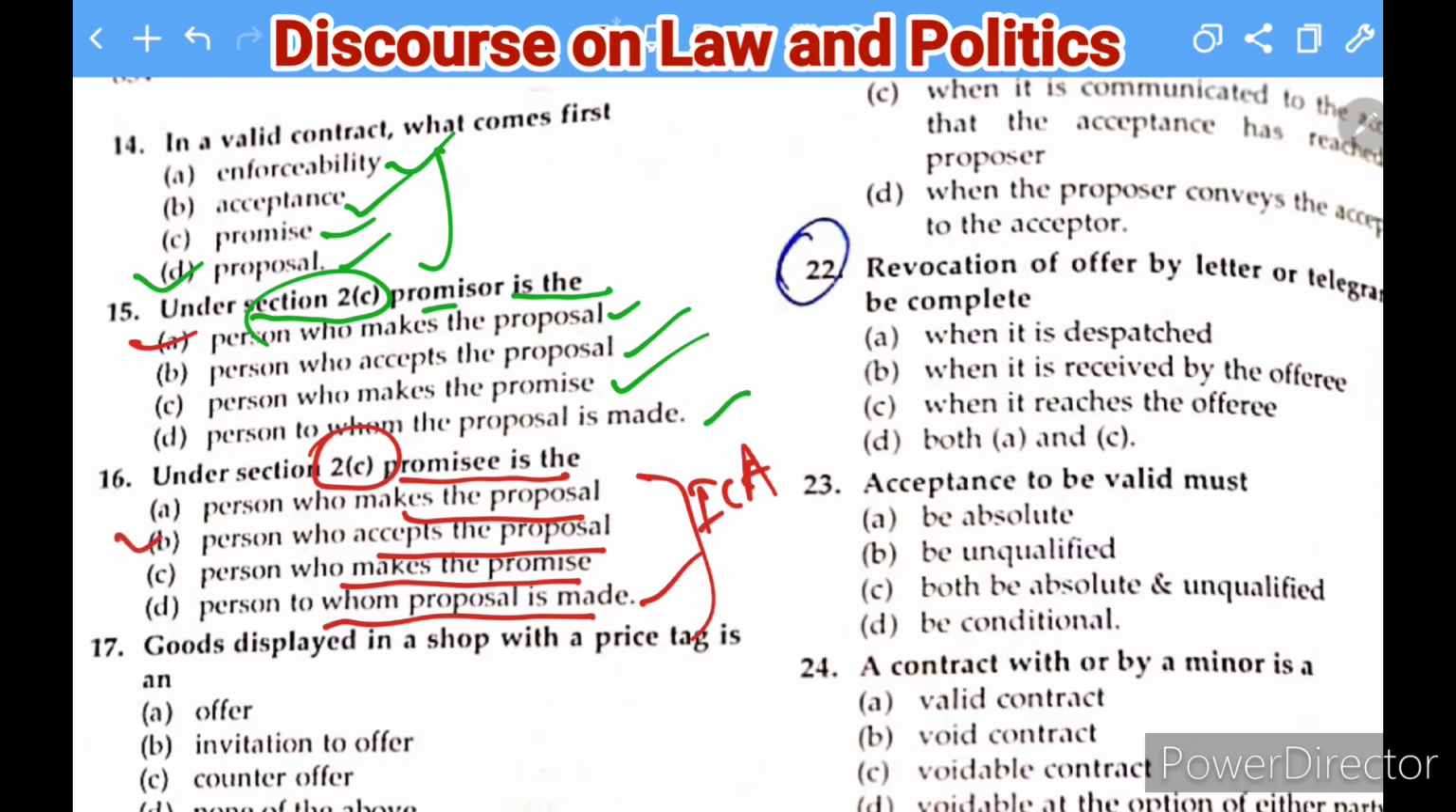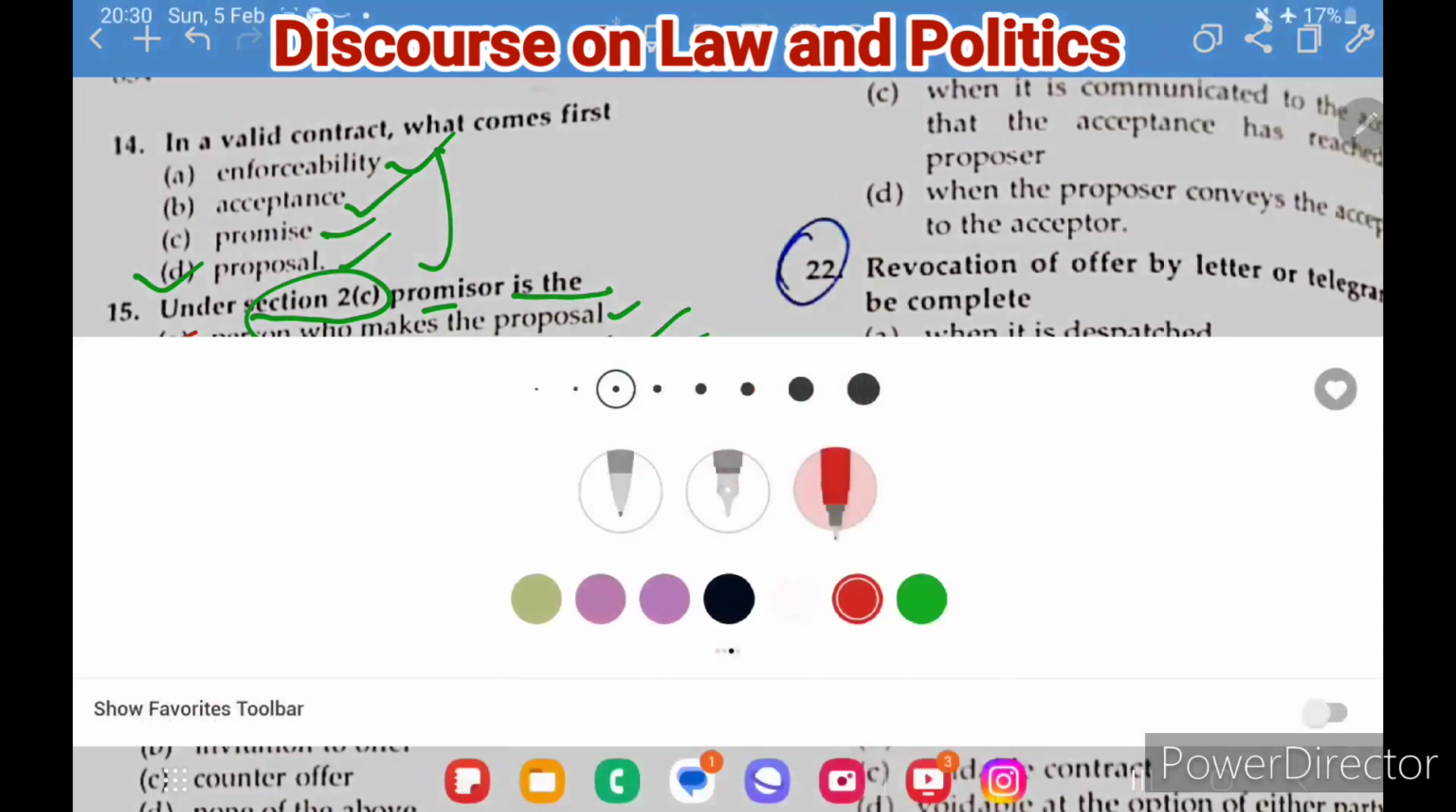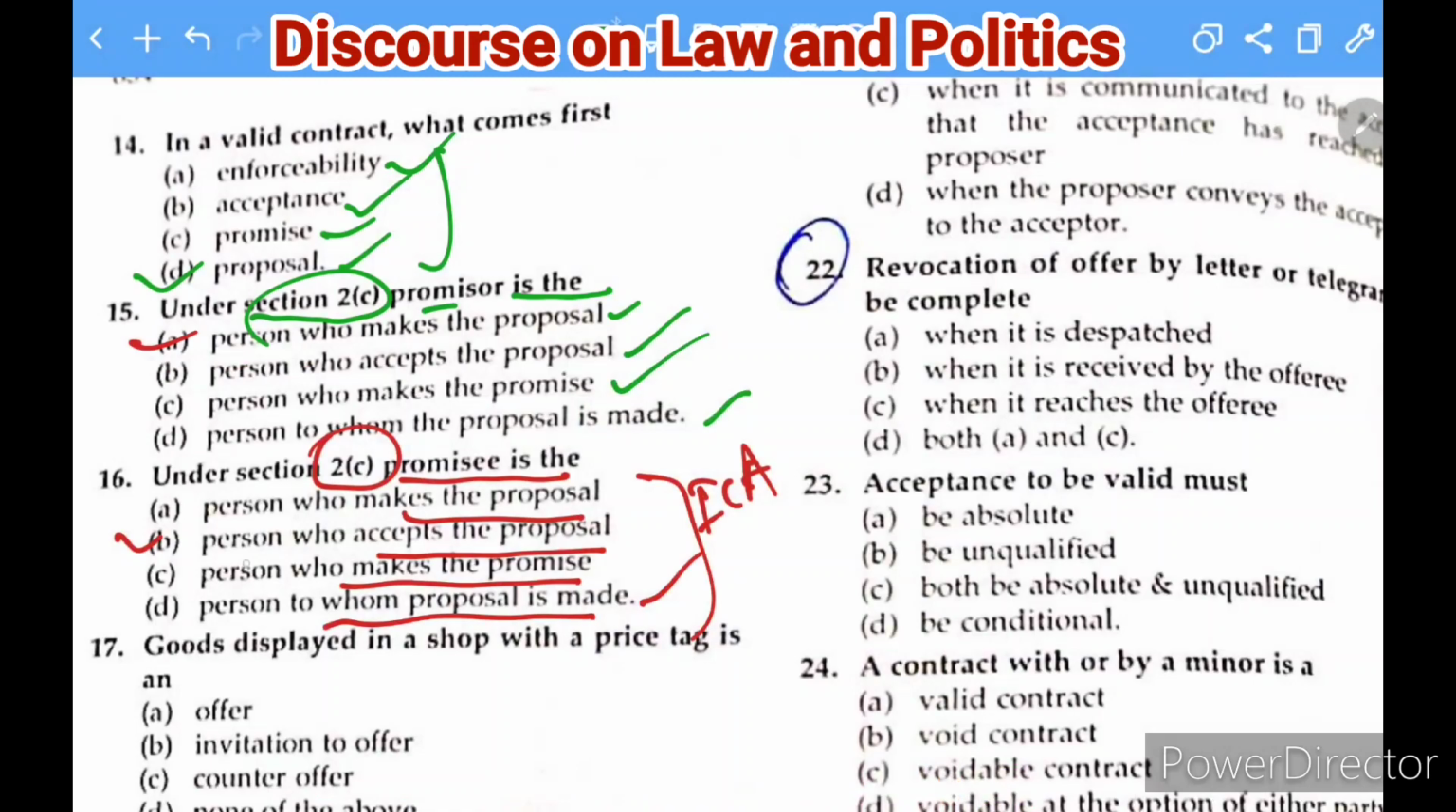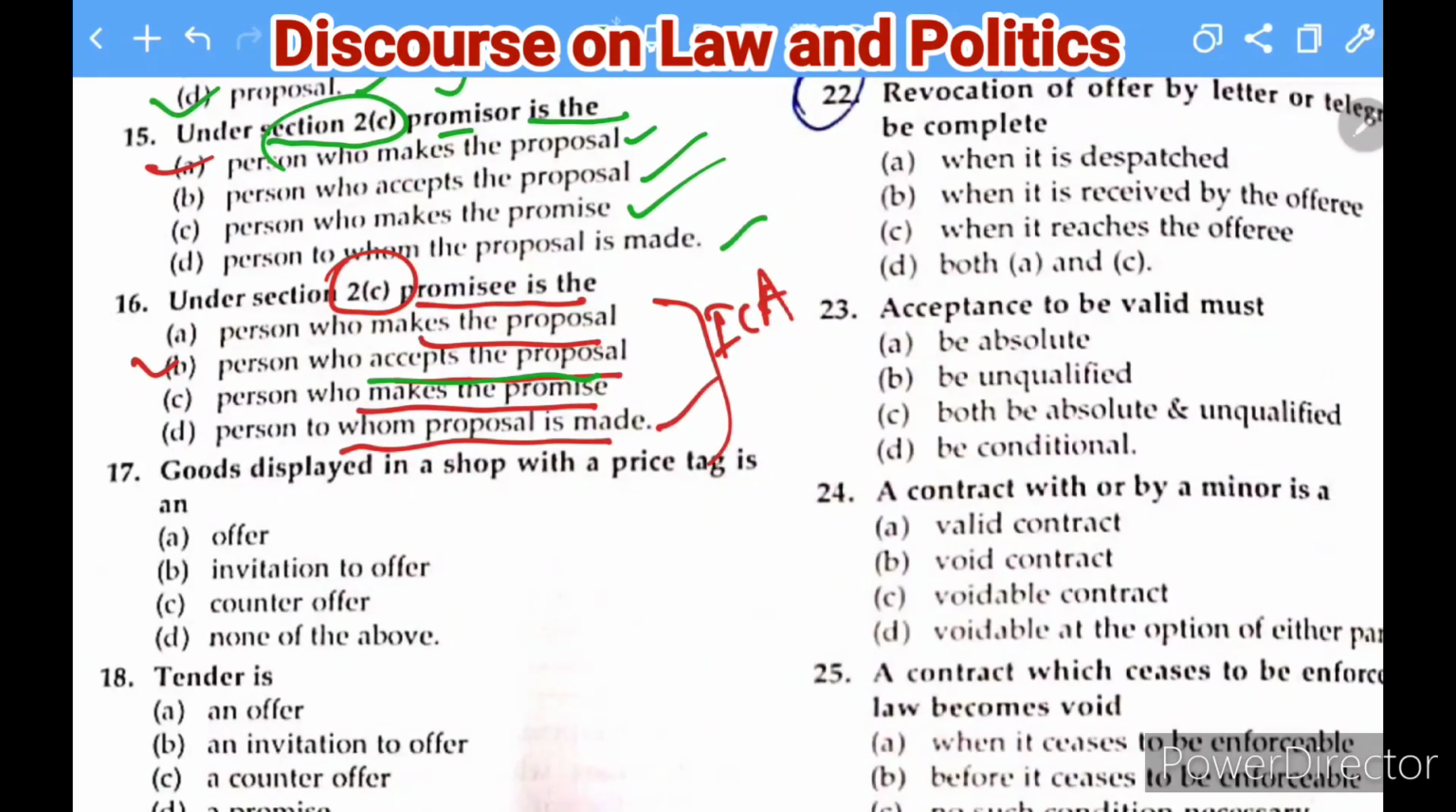Yes, the answer is person who accepts the proposal. Okay. Moving to the next question: goods displayed in a shop with a price tag, whether it would be an offer, invitation to offer, counter offer, or none of the above. So just give your answer.